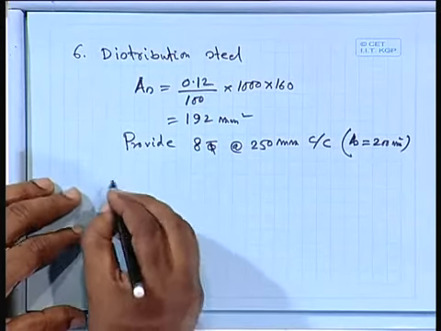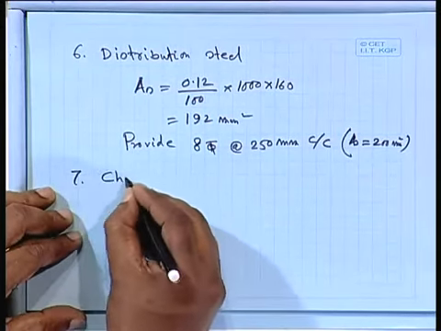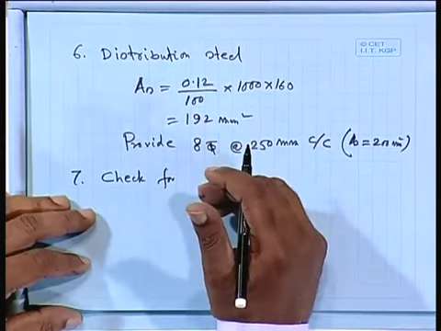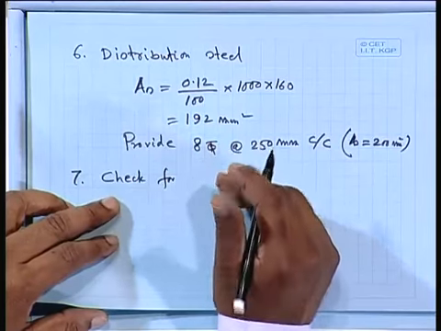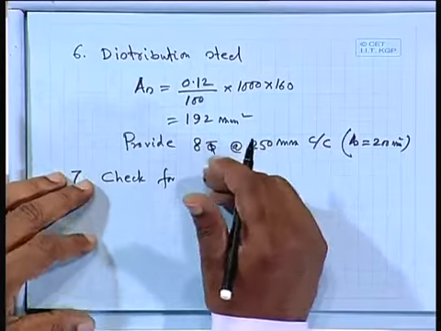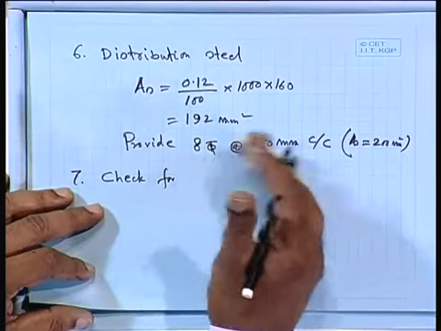Now what about the shear? We have to check for shear, because after this we have computed so many things, but if we find that the shear stress is more than the permissible, then we have to change the section.